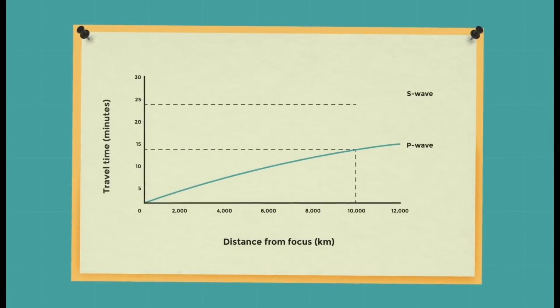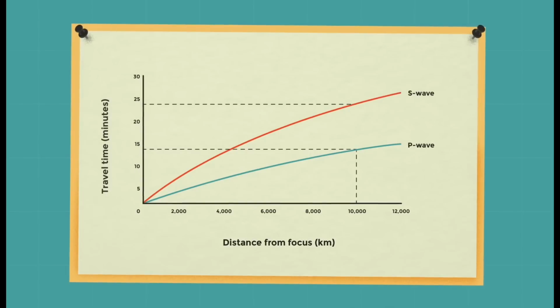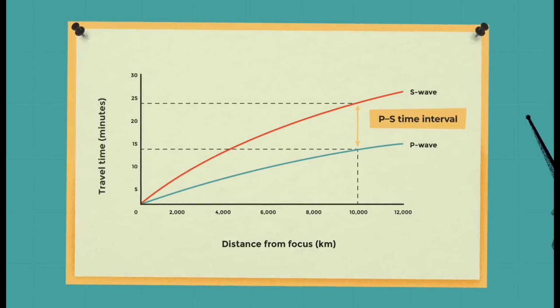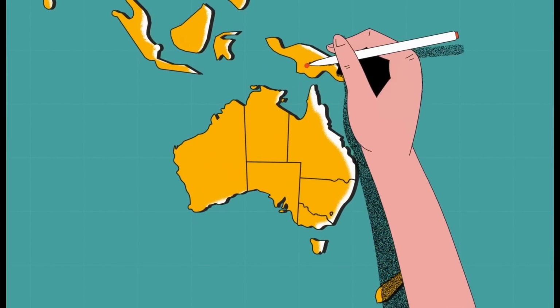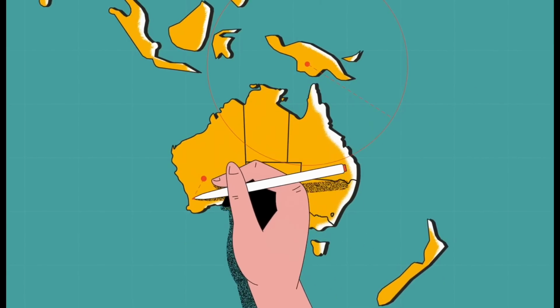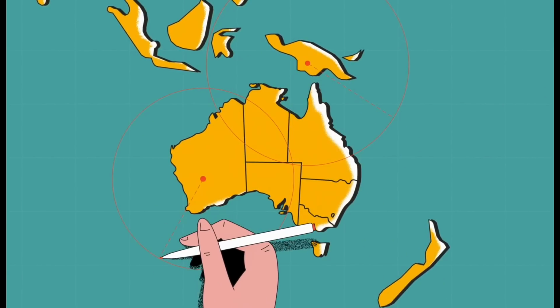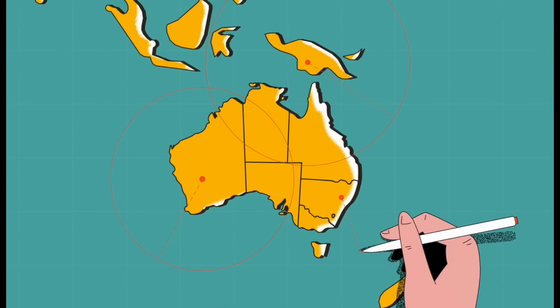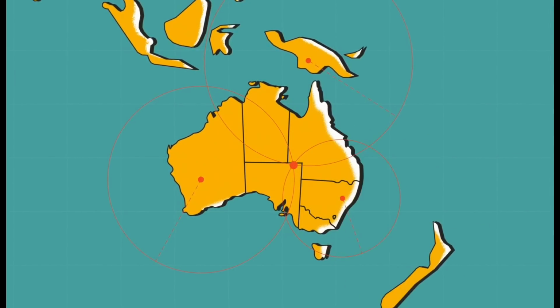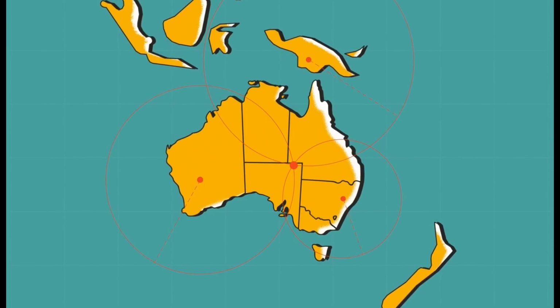Seismologists can determine how far away the earthquake struck by plotting the difference in the time of arrival between the P and S waves on a graph. Seismologists can determine the epicenter by drawing circles on a map, showing the radius of the distance from the earthquake of 3 or more seismic recording stations. The point where these circles intersect determines the epicenter of the earthquake. This method is known as triangulation.